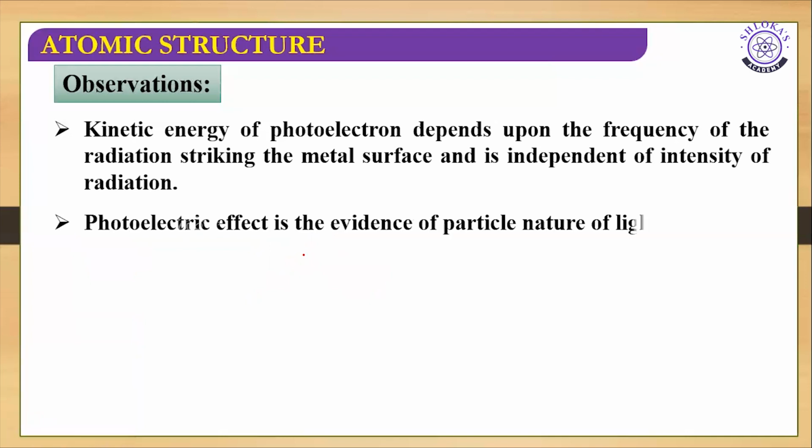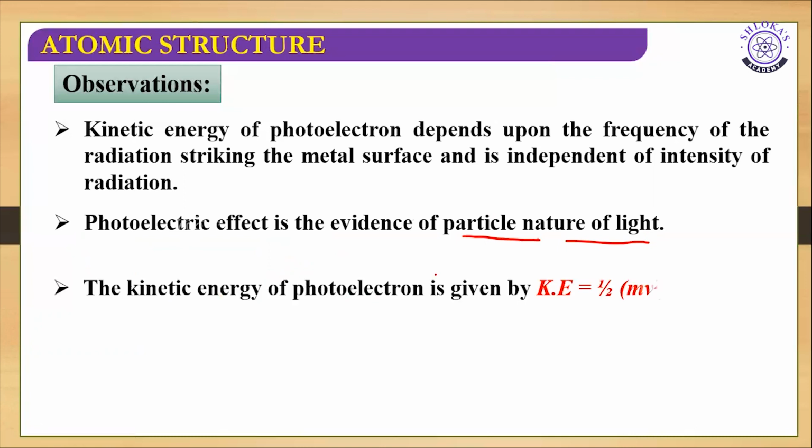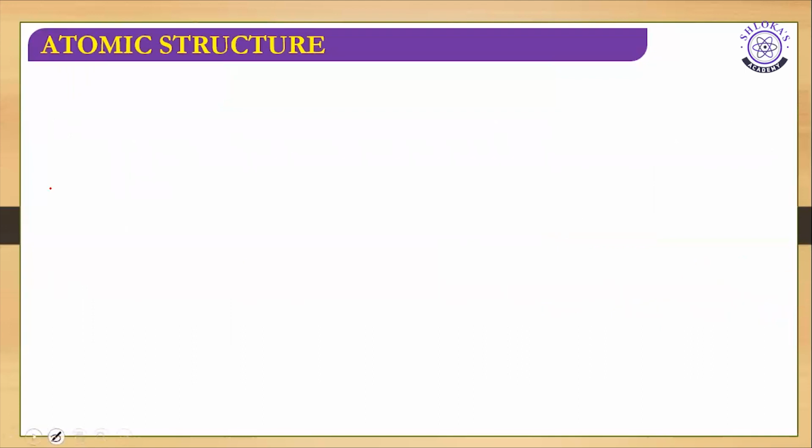Photoelectric effect is evidence of the particle nature. Already at the start of this session, I told you that today we are going to discuss a very interesting topic, that is, supporting the particle nature of light. Yes, obviously. The kinetic energy of a photoelectron is given by K is equal to half mv square, and this is equal to h into (nu minus nu naught), where nu is the incident light frequency and nu naught is the threshold frequency. Right. One by one we will discuss.